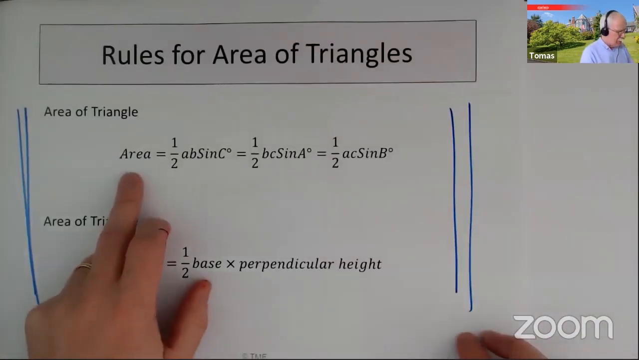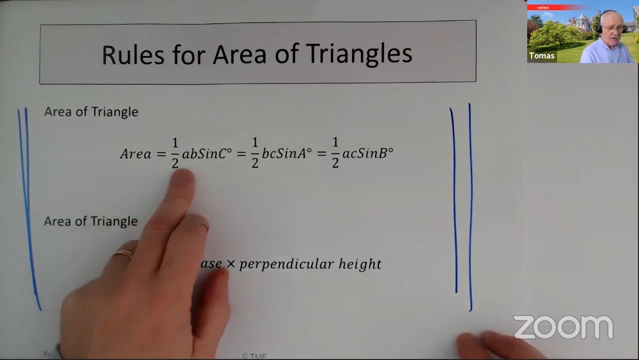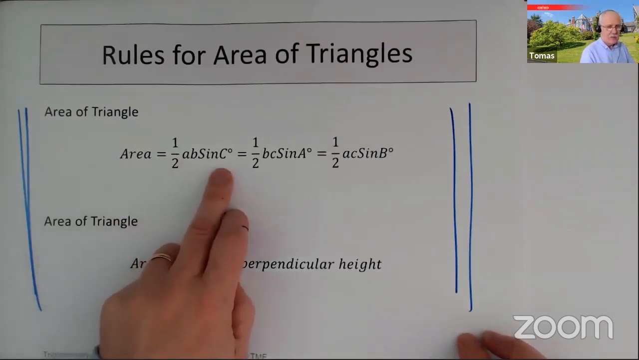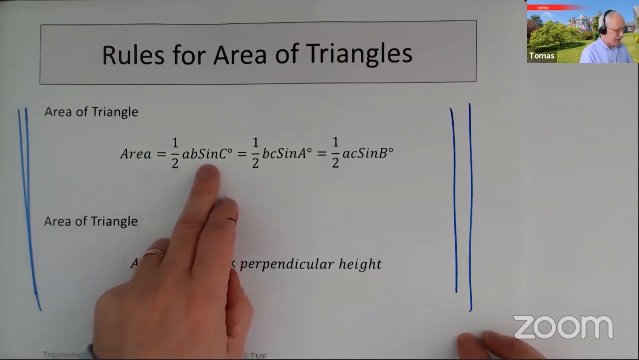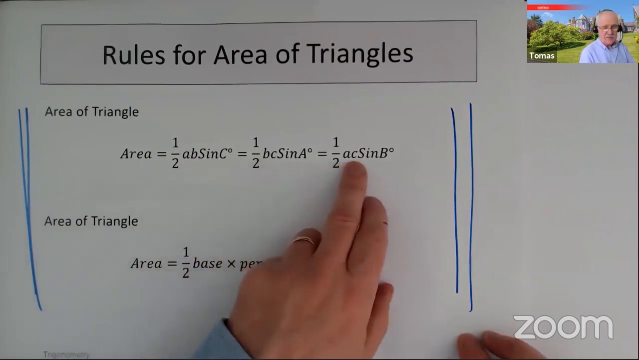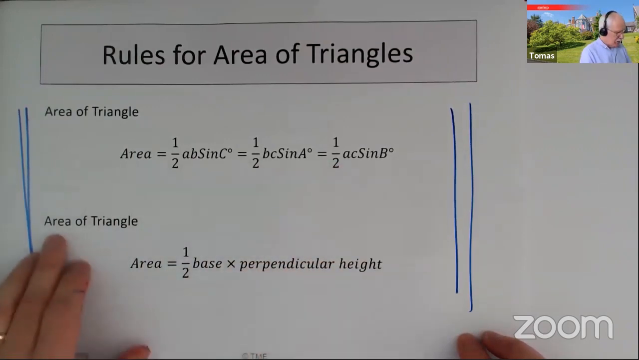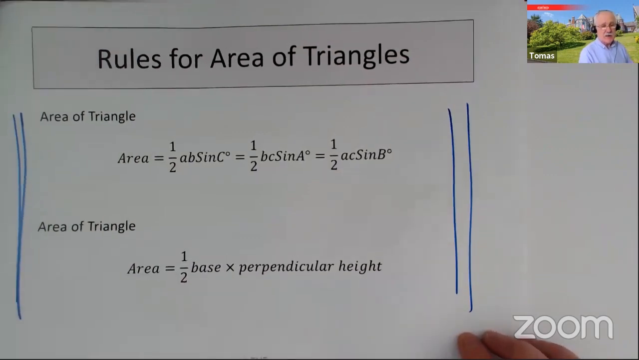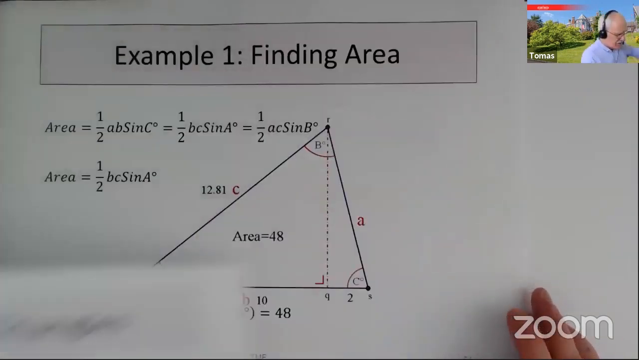It says the area of a triangle is half one side by the other by the sine of the angle in between. So if you use AB as the sides, it's sine C. BC as the sides, it's sine A. And AC as the sides, it's sine B. Or another way of doing it is half the base by the perpendicular height. So we'll keep that as a way of measuring the areas of triangles.